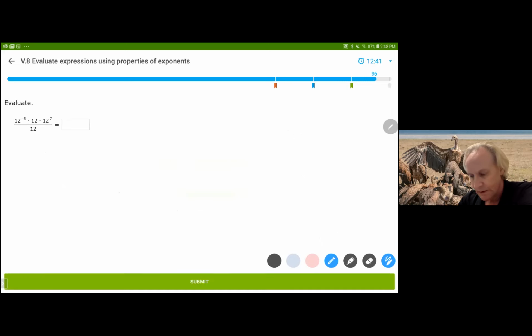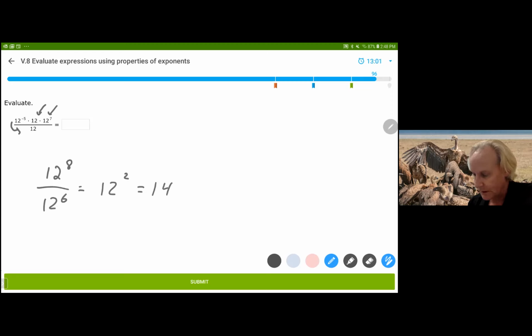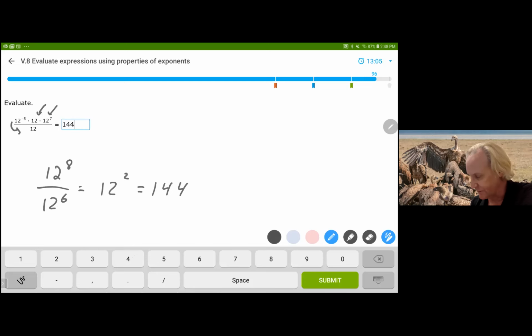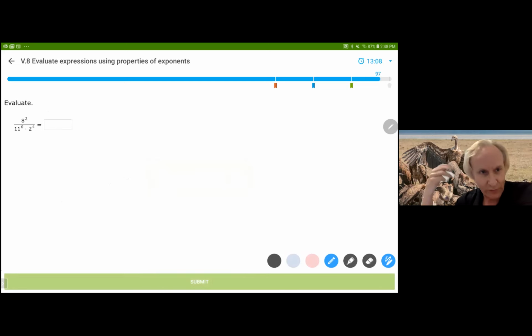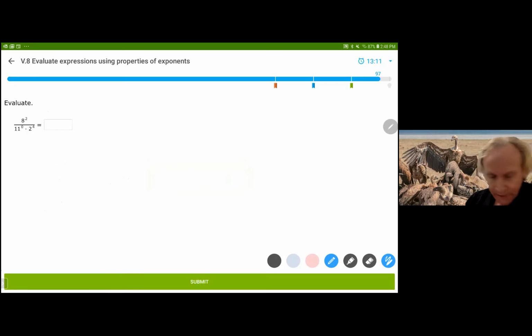All right, got a whole bunch of 12s. Let's see what we got. We got 6 in the denominator, and we have 8 in the numerator. That's 12 times 12 to the 7th, which gives me 12 to the 8th. These 5 12s get moved to the denominator and give me 12 to the 6th, which is 12 squared, 144. Lots of things you could do with that. A lot of people are going to want to grab their calculator and do the exponents without reducing them. Probably not a good plan. That is 11 to the 0 power there, which is 1.